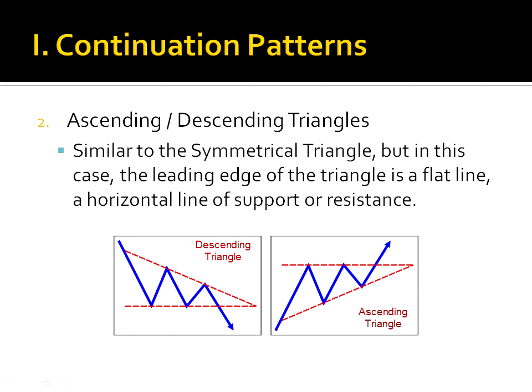The descending triangle hits a level of support. Now, price comes down, hits the level of support, gets rejected off that level and moves up.